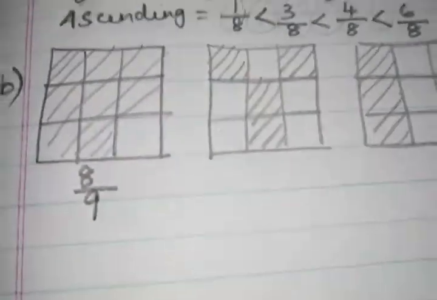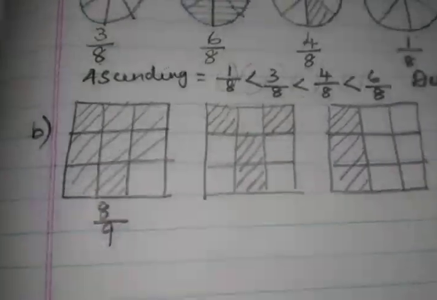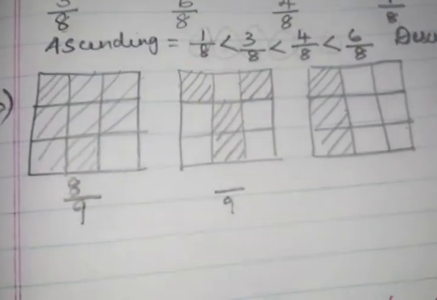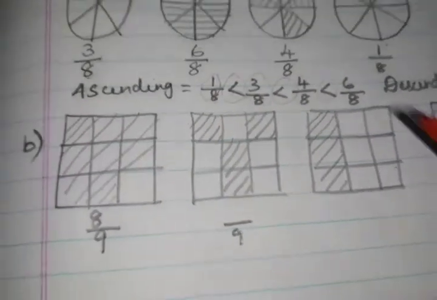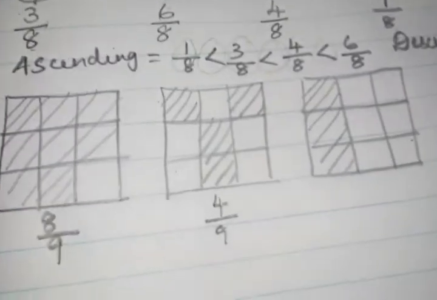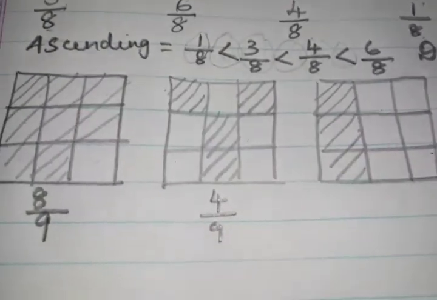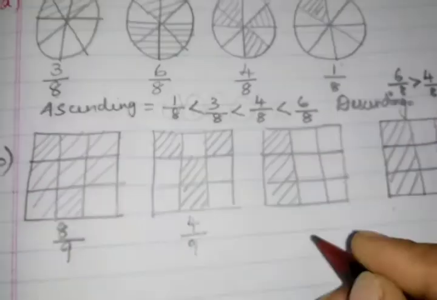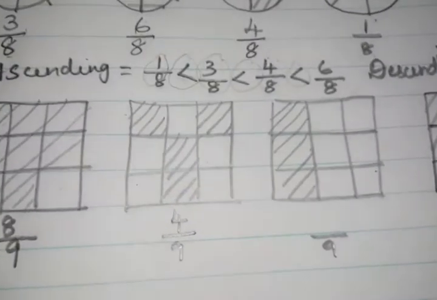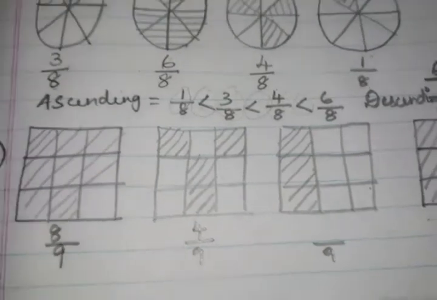8 regions are shaded. Next diagram also totally has 9. In that how many regions are shaded? 1, 2, 3, 4. So totally 4 regions are shaded. Next, in this also totally how many regions are there? Totally 9 regions are there. In that how many are shaded?